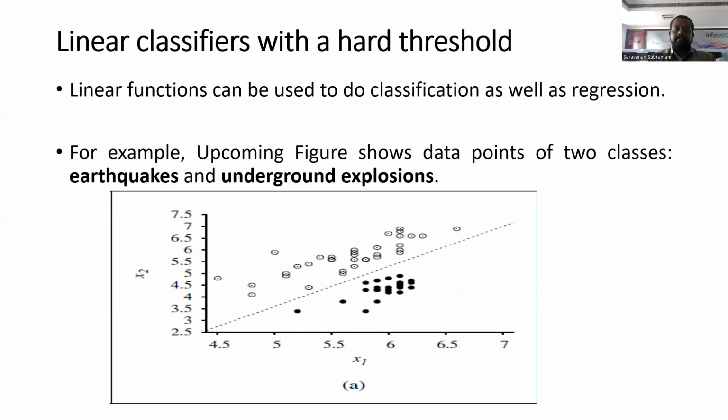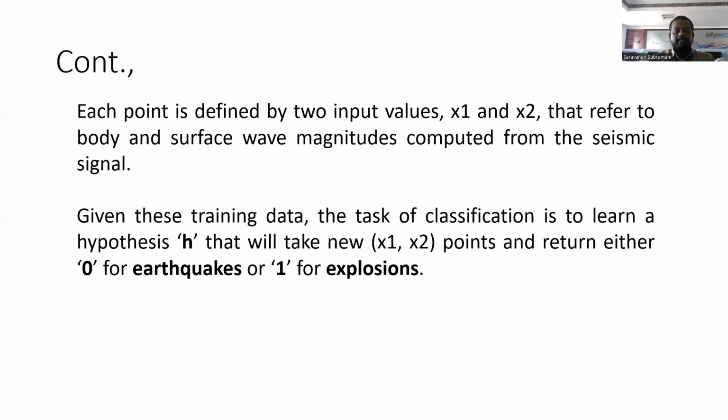So, linear classification with a hard threshold. The linear function can be used to do classification as well as regression. For example, the upcoming figure shows the data points of two classes, earthquake and underground explorations. The squared dots and the black dots show the earthquake values and the underground exploration values. Each point is defined by two input values, X1 and X2, that refer to the body and surface wave magnitudes computed from the seismic signals.